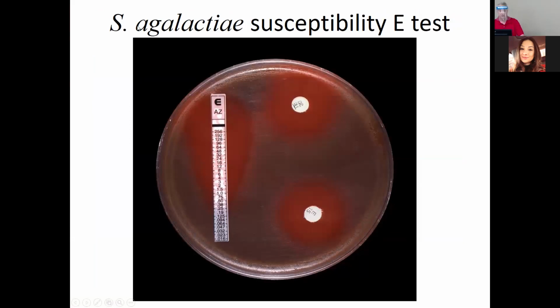Here is a Strep agalactiae susceptibility E-test. An E-test is for erythromycin, another antibiotic test. So here it is on the strip down here. So they could take this strip, place it on the plate, and see the zone of clearing.